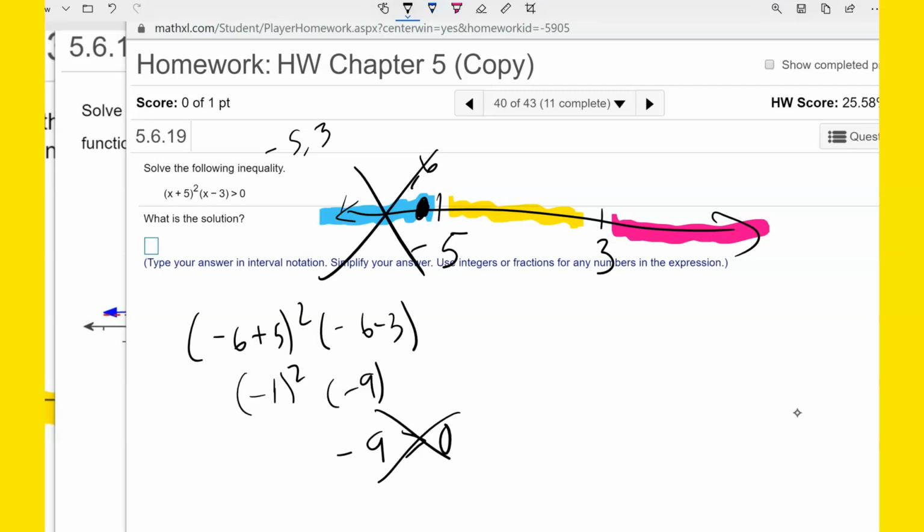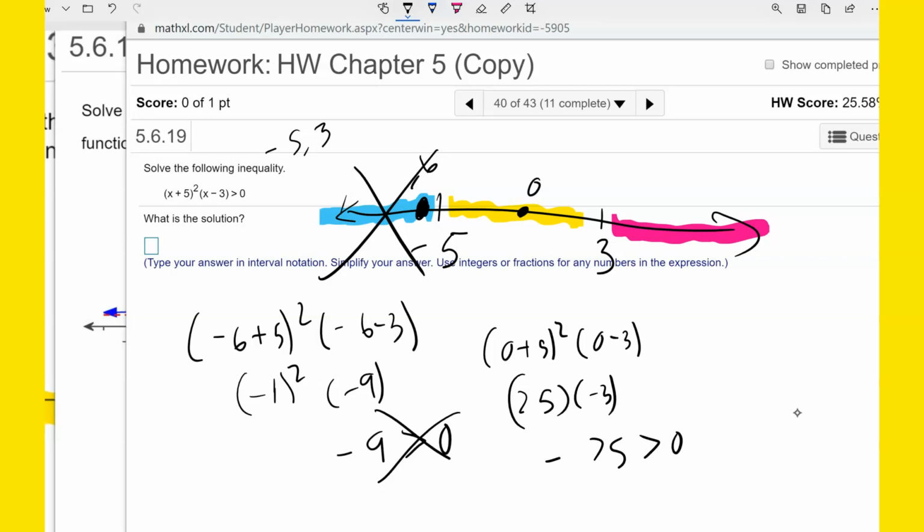Now test something between -5 and 3. The easiest one to test between there would be 0, I think, in my opinion. Let's try 0. 0 plus 5 squared times 0 minus 3. That's going to be 25 times -3, which is -75. Is that greater than 0? Is negative 75 greater than 0? No, it's not true, which means this is not a solution region either.